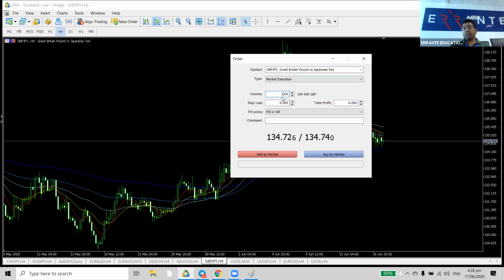If it is 1, that means $10 per pip. If it is 0.5, it is $5 per pip. So if it is 0.5 like this, it is $5 per pip. If it is 0.1, it's $1 per pip. 0.10, it's $1 per pip. 0.01 is 10 cents per pip. Just to make it easy, and once more, if it is 1, be very careful. 1 could potentially be too big for you guys.